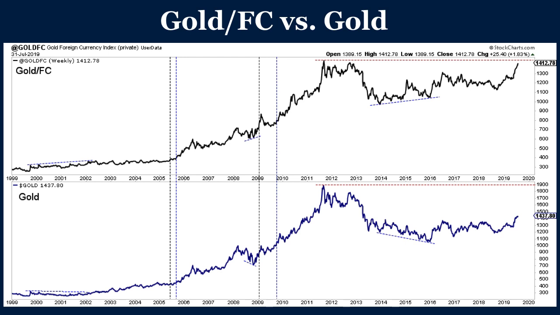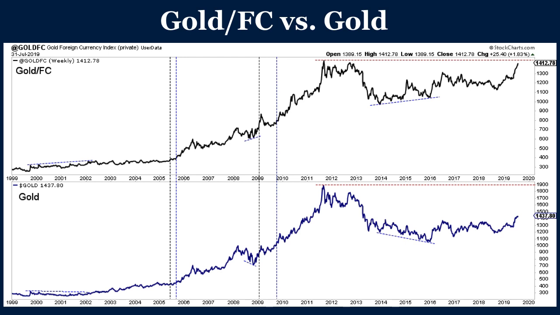Now, where we are is gold against foreign currencies is very close to testing its all-time high. I mean, its all-time high in daily terms, I think, is 1434. So we're about $22, roughly 1.5% off of that. Whereas gold in U.S. dollars is not even close to that. I mean, 1437, hundreds of dollars off that.